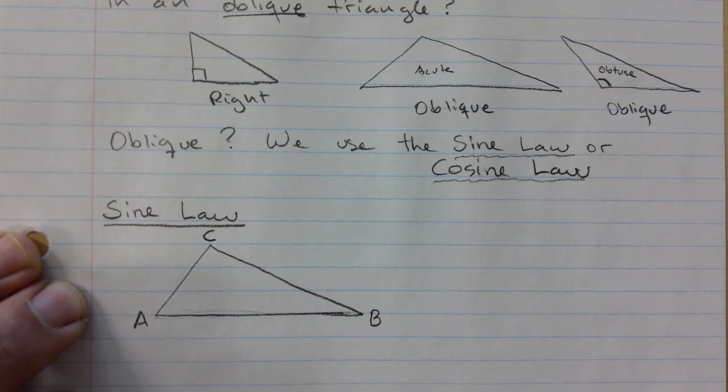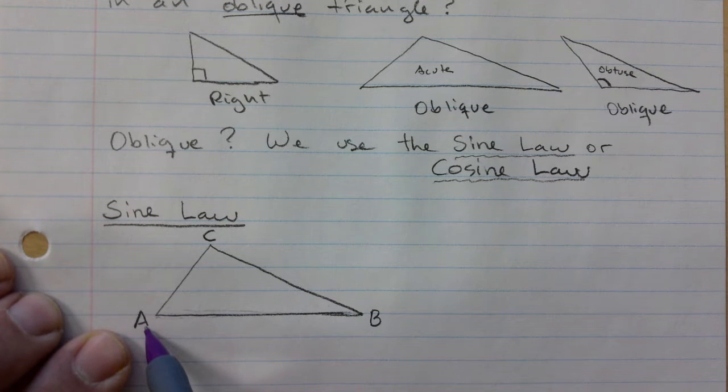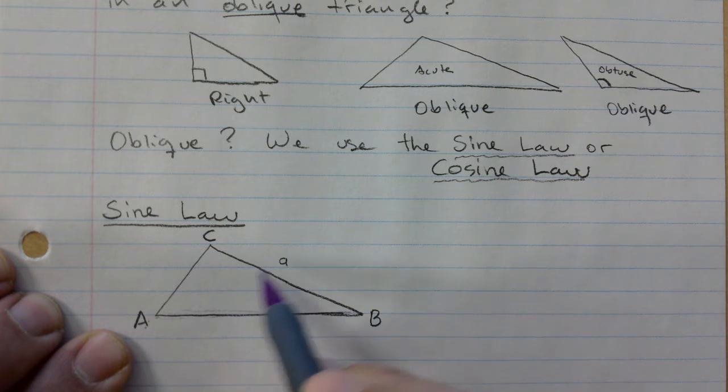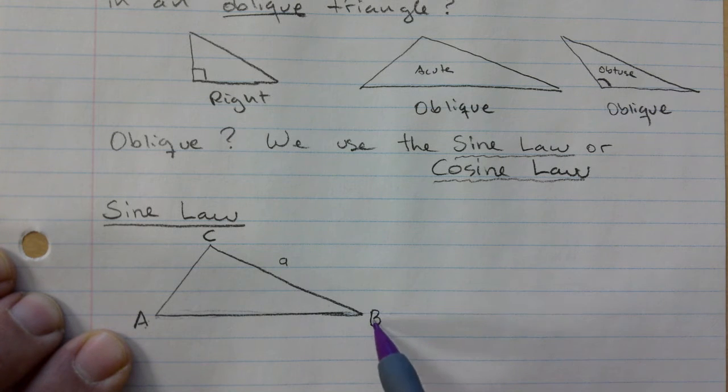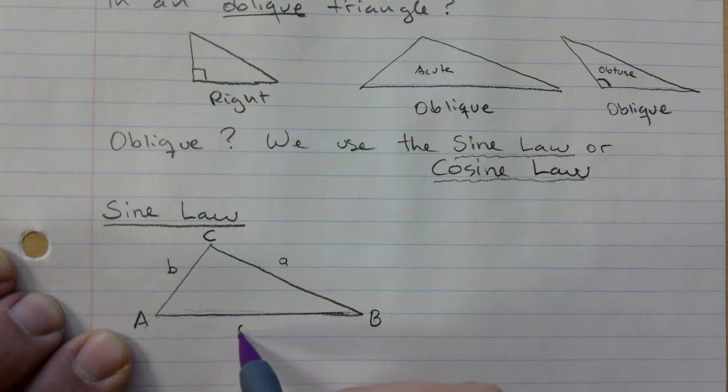We use capital letters for angles. I'm sure you know that. We use lowercase letters for the sides that are across them. So if this is capital A, conventionally, we call the side across it lowercase a. Across angle B, you'll have lowercase b. Across angle C, you'll have lowercase c there.